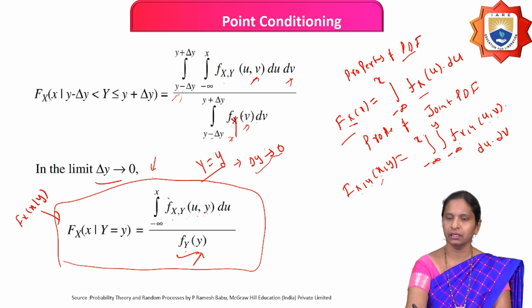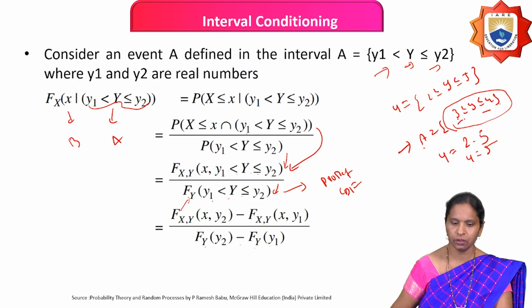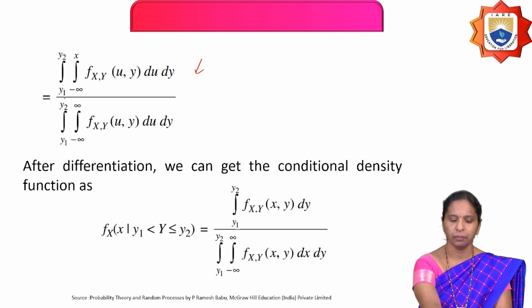So what is this here? Nothing but P of X less than or equal to x, Y less than or equal to y. It means X less than or equal to x is nothing but minus infinity to x, and Y less than or equal to y is nothing but minus infinity to y. But in place of y here, what do you have? y1 to y2. Therefore, in place of minus infinity to y, you can write from y1 to y2, and integration minus infinity to x, f_XY of u comma y du dy, divided by, what is the denominator here?